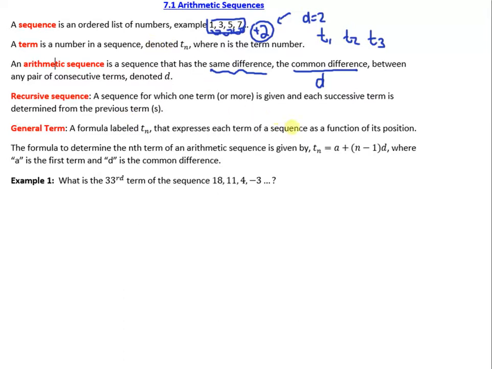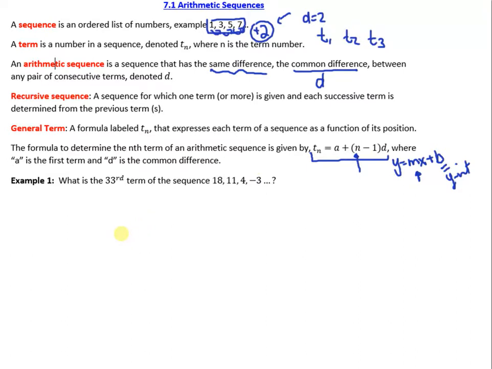When we talk about arithmetic sequences, we're really talking about this formula right here. You'll soon see that it's very similar to the equation of a line, if you remember back in grade 9, where we increase by m each time, and we start with the number b, like the y-intercept, the start. So this is the general formula. It's labeled Tn, and it expresses each term in a sequence. We should be able to sub in n, which is the term number, and get any term in the sequence. A is the first term, D is the common difference.